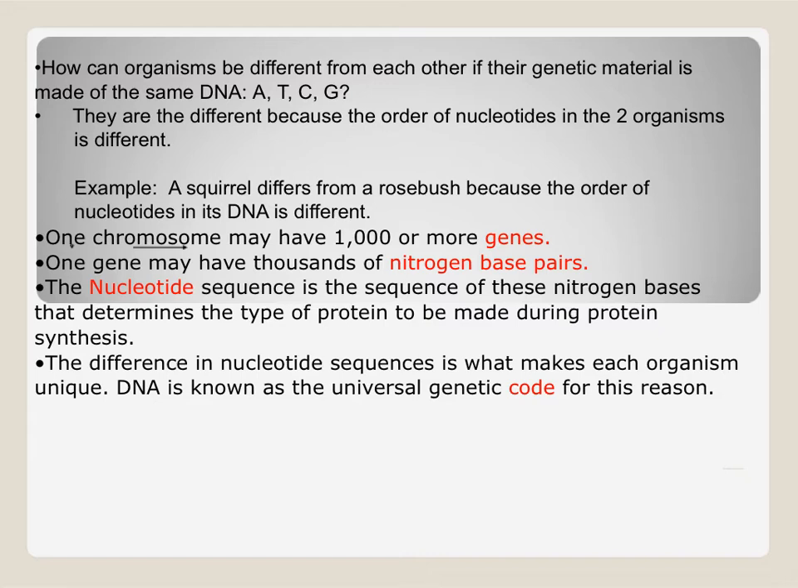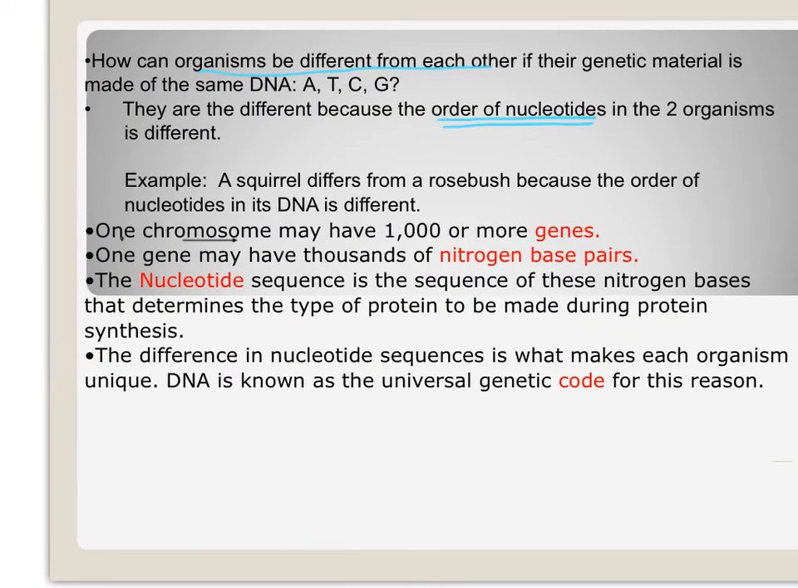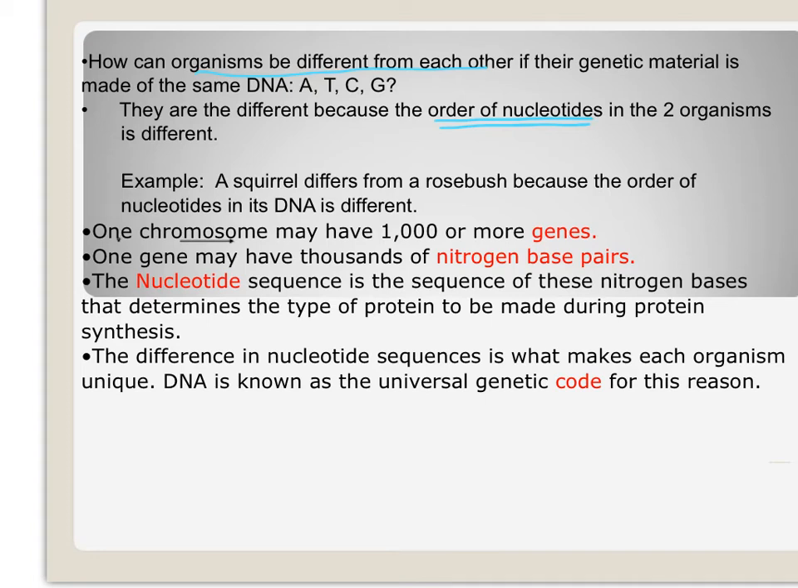Okay, so one more time, how organisms are different is because they have a different order of nucleotides. So that order of the letters is what's different. Just a few things to go over. One of your 46 chromosomes might have 1,000 or more genes. One gene might have thousands of those nitrogen-based pairs. So as you can imagine, you get into a large number of nitrogen-based pairs.